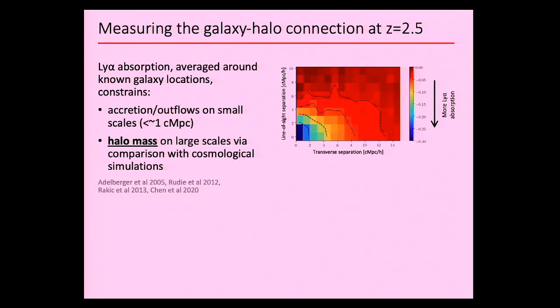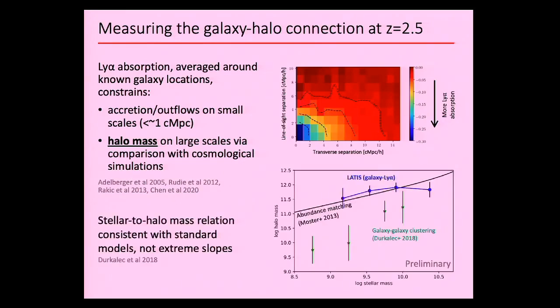And this has been done by many people in Chuck's group for quite a while. And what we can do with LATIS is try to do this in a resolved way, where we can look at the halo mass as a function of the stellar mass. And this is still in progress, but basically what we see is something that's quite in agreement with canonical models based on so-called abundance matching, and it's not in agreement with some extreme low mass halos that have been suggested based on galaxy clustering surveys.